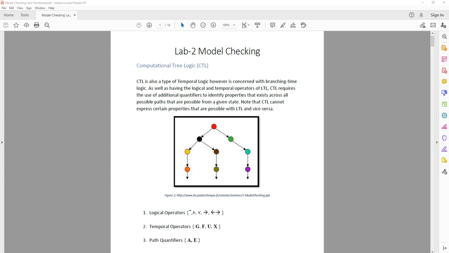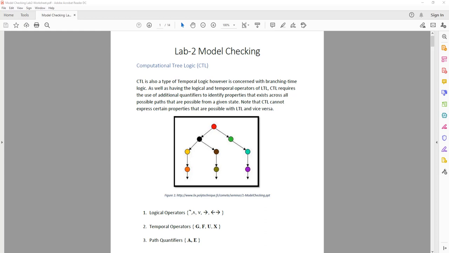Welcome to Lab 2 on model checking. In the first lab we covered LTL and all the temporal operators associated with that. In this lab we'll be moving on to computational tree logic, CTL. CTL is also a type of temporal logic, however it's concerned with branching time logic. While LTL operated on linear time transitions, this works on branching time logic.